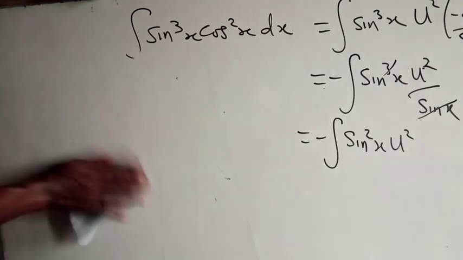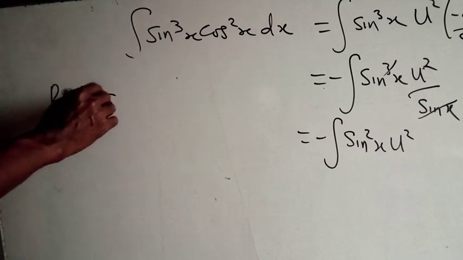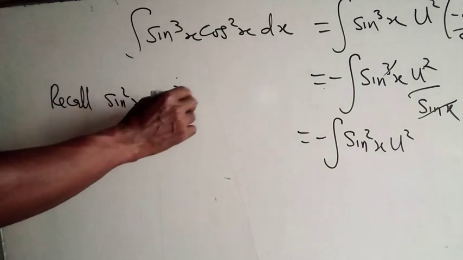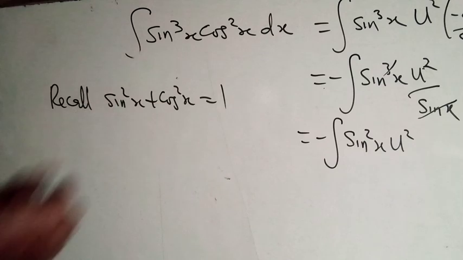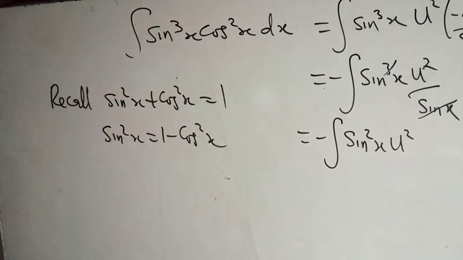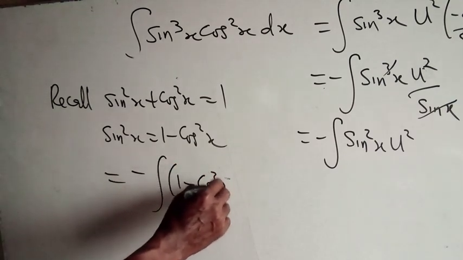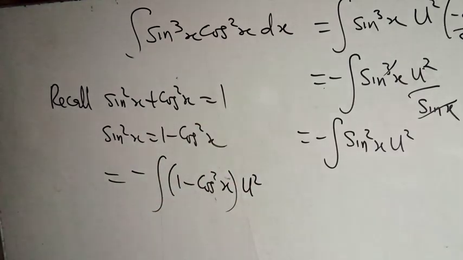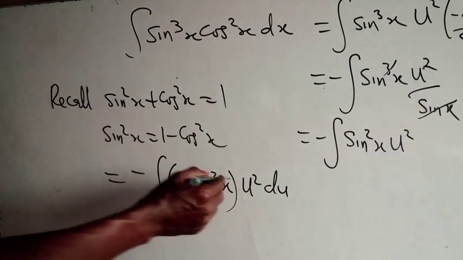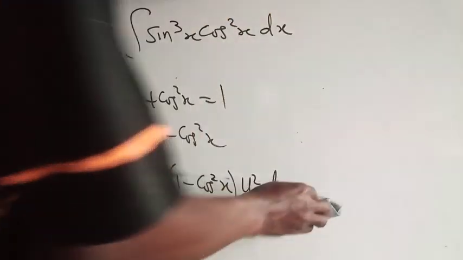we may do something. We recall sine square x plus cos square x is equal to 1. So we can replace this by cos equivalence. So sine square x will be 1 minus cos square x. So this expression will now become minus into 1 minus cos square x u squared. Don't forget the u will be there. And don't forget what our cos x stands for. By substitution, our cos is u.